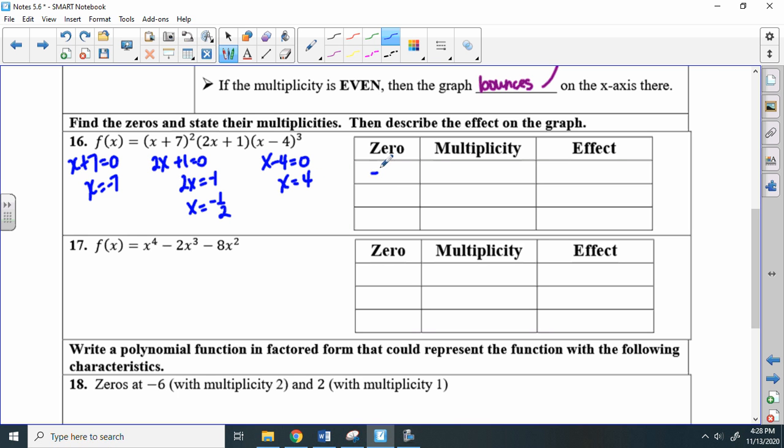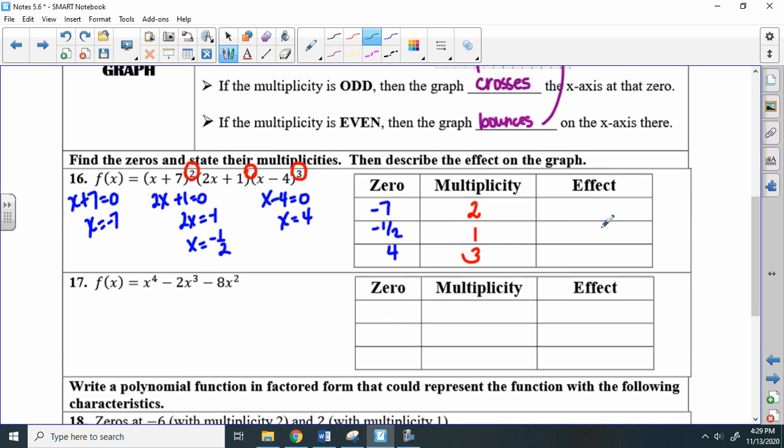okay, so my zeros are -7, -1/2, and 4. And the multiplicity is just the exponent of each of those factors. And if there is no exponent, it's a 1. So the multiplicity for the first one is 2, 1 for the second one, and 3 for the third one. And then for the effect, all right, well, if the multiplicity is odd, okay, let me scroll back up a little bit. If the multiplicity is odd, the effect is that it crosses. And all you have to do is write cross. Okay, and this one is also odd. Okay, and if the multiplicity is even, the graph bounces.